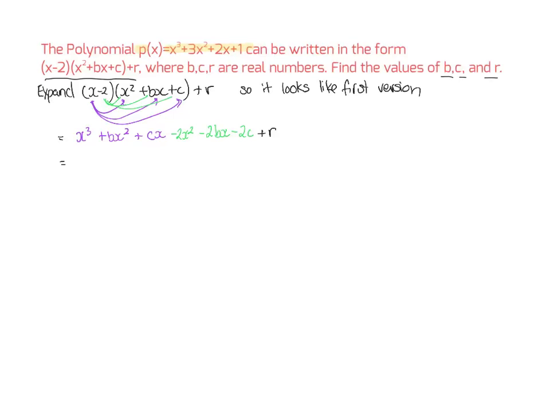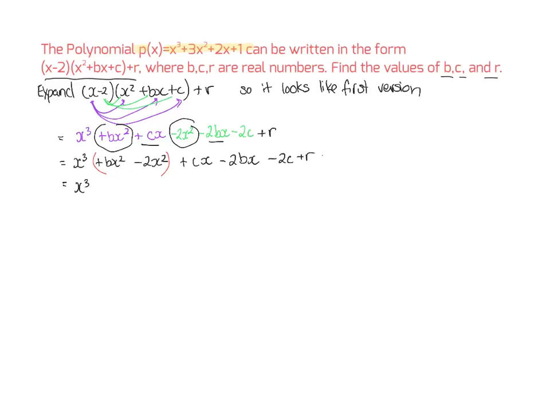Okay, so if we were fixing that up, we would group like terms. So we have a like term here and a like term here. So we'd write them next to each other, and we'd also group these because they're both x's. So we put plus cx minus 2bx, and we've got minus 2c plus r.